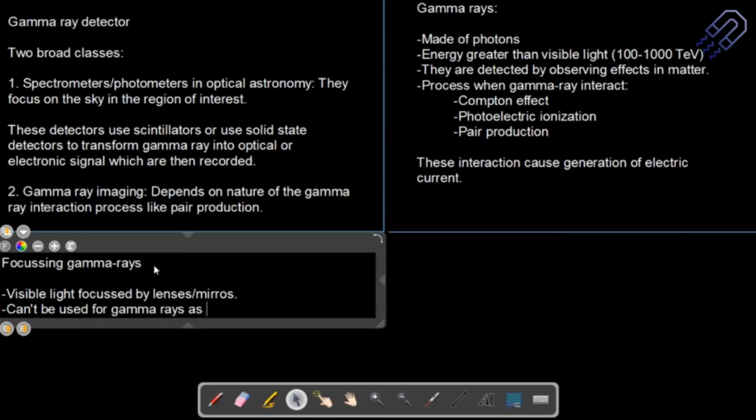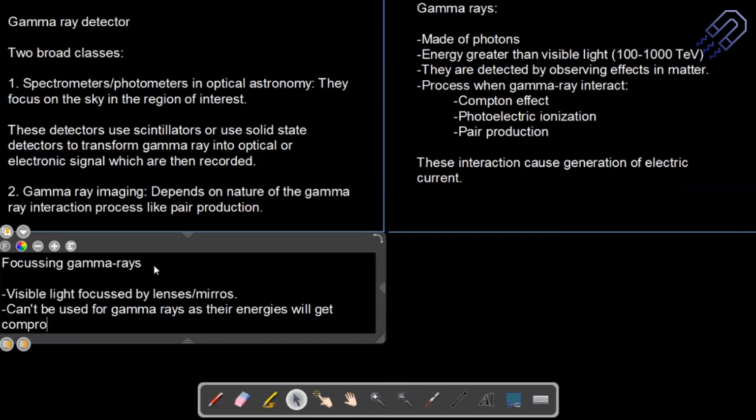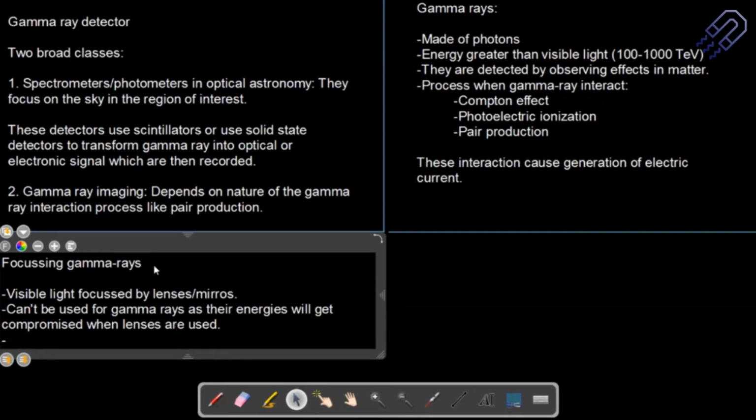So what is the reason? Because of their energy, right? Their energies will get compromised when lenses are used. What usually happens is there will be a lot of loss of energy, the focusing will not happen, because it might be absorbed by the mirror, but visible light usually is mostly reflected. So that's why it cannot be used.